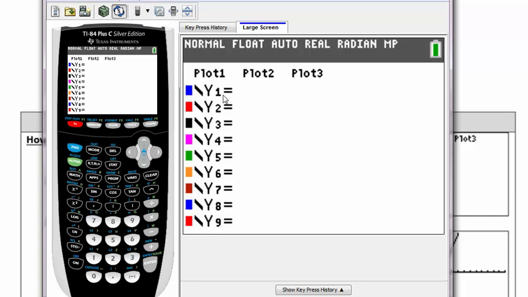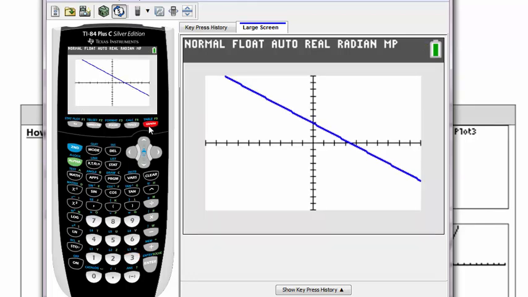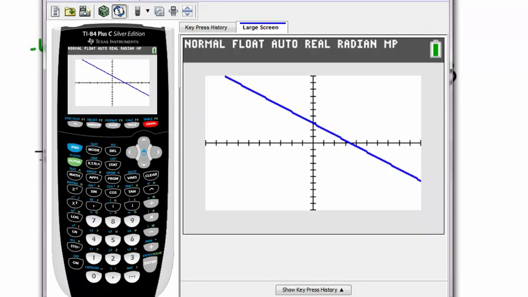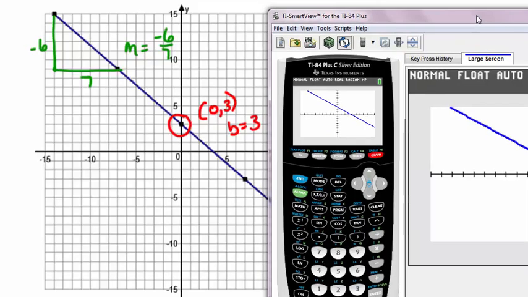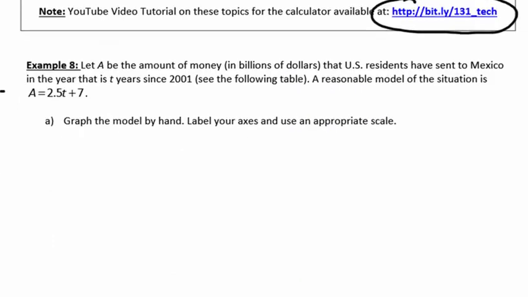Let's go ahead and use the equation we just made. The equation was -6/7, just use the division bar for the fraction, -6/7 x plus 3. Then we'll go over here and hit the graph button. And as a line draws, we can compare it with the one that we saw before and notice that they are the same. There are separate videos about the calculator if you want to go to Alana Tuckey's channel or follow that link. Let's look at example 8.